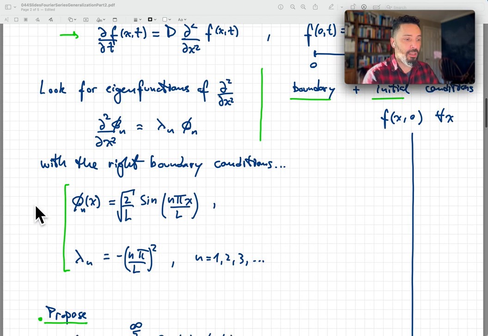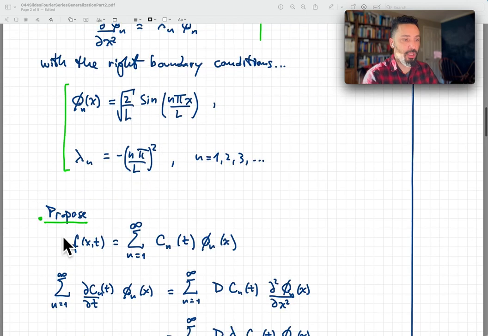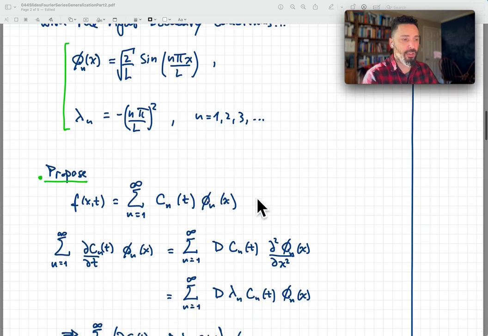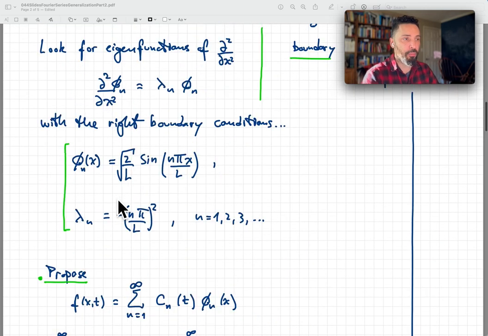And so based on that knowledge, we propose a solution for f of x, t of this form, where we separate the time part, with some function that we have to find, c sub n of t, and then we multiply by our eigenfunctions phi n of x, and we sum over this index from n equals 1 to infinity. So these are things we need to find. These are coefficients that we need to find of the expansion of this function in terms of eigenfunctions of the second derivative operator.